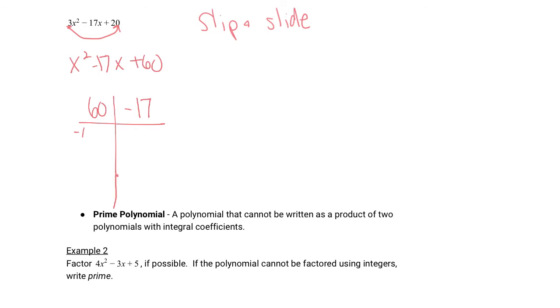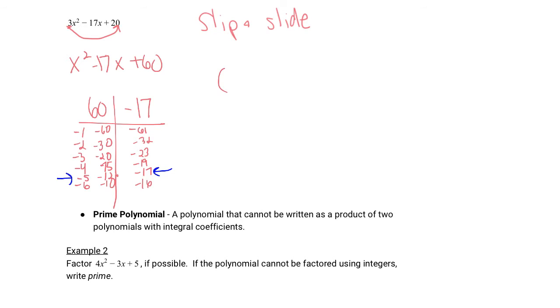So we've got negative 1 and negative 60, negative 2, negative 30, negative 3, negative 20, negative 4, negative 15, negative 5, negative 12, negative 6, negative 10. And that's it. We add: negative 61, negative 32, negative 23, negative 19, negative 17, negative 16. And I hope you already saw that this is the one we care about, negative 17.